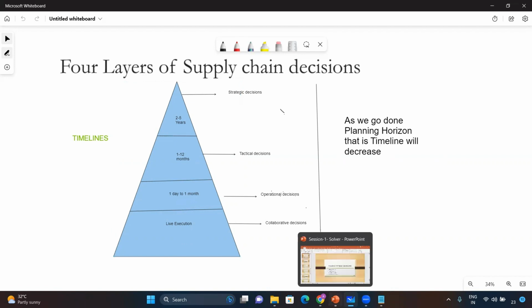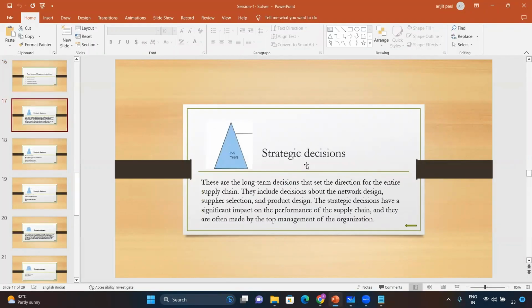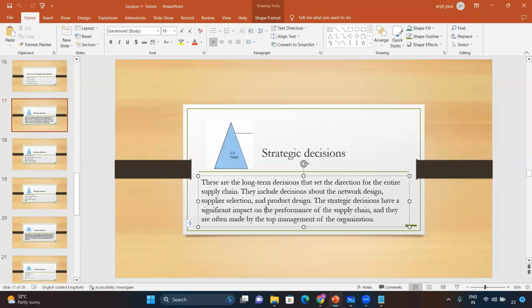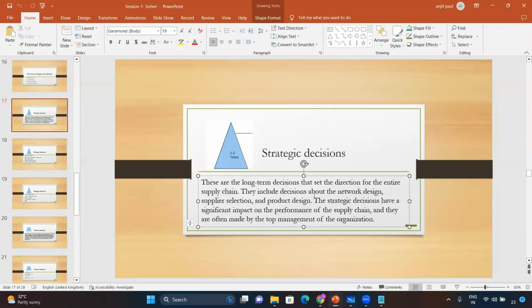Okay. Now, strategic decisions. Here I have mentioned elaborate details about the strategic decisions. Let me just read it out for you. These are long-term decisions. Why are these long-term decisions? Because I already showed you, 2 years to 5 years. These are the long-term decisions that set the direction for the entire supply chain.